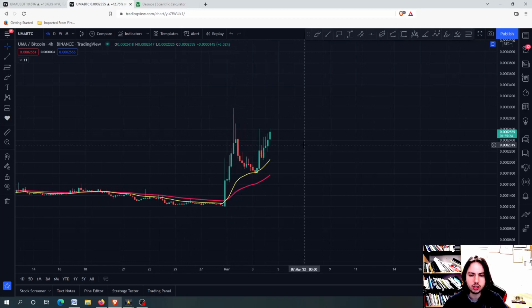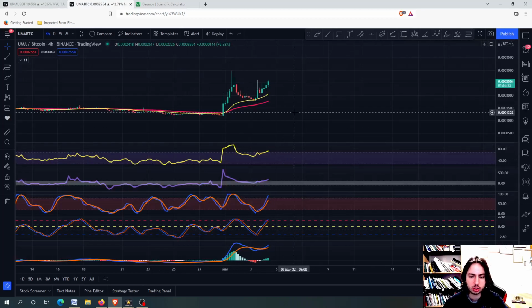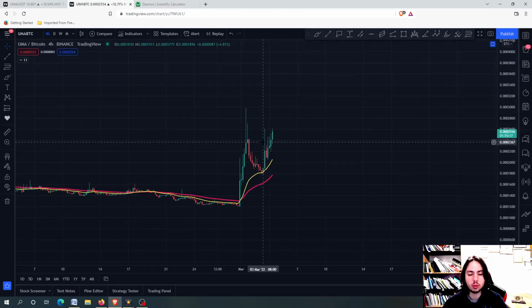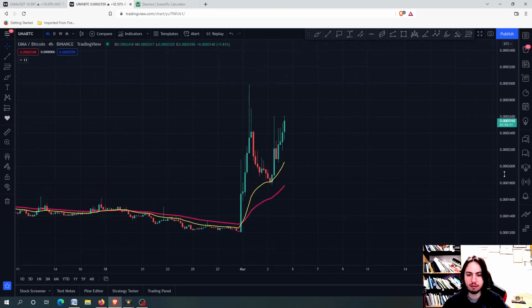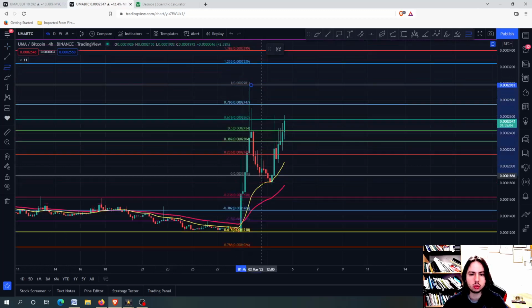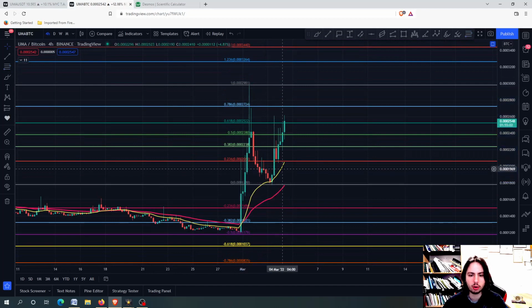Okay, so UMA against Bitcoin chart is in the same story right here. We might be forming a lower high with a lower high RSI actually and the higher high in the price, but overall we are having a very high risk. So what I'm doing here, and I will do it on UMA against USDT as well, is to draw a Fibonacci retracement from the top to the bottom right there.